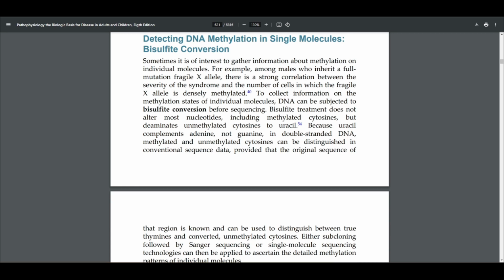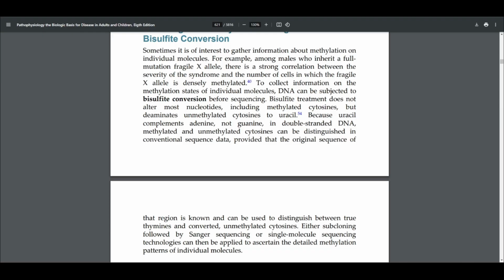Detecting DNA methylation in a single molecule, via bisulfite conversion. Sometimes it is of interest to gather information about methylation on individual molecules. For example, among males who inherit a full mutation Fragile X allele, there is a strong correlation between the severity of the syndrome and the number of cells in which the Fragile X allele is densely methylated. To collect information on the methylation states of individual molecules, DNA can be subjected to bisulfite conversion before sequencing.